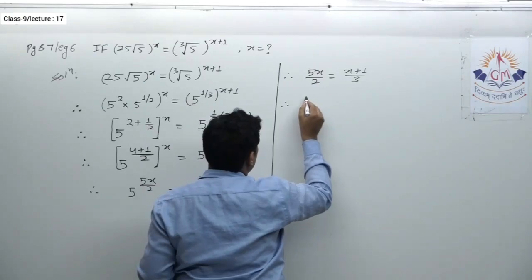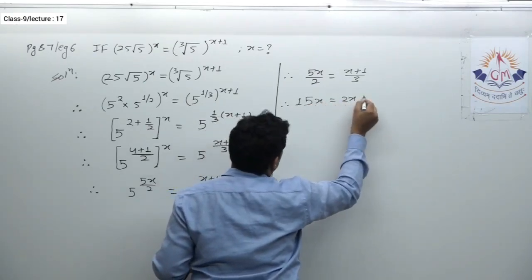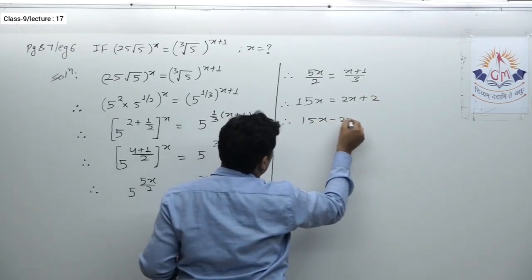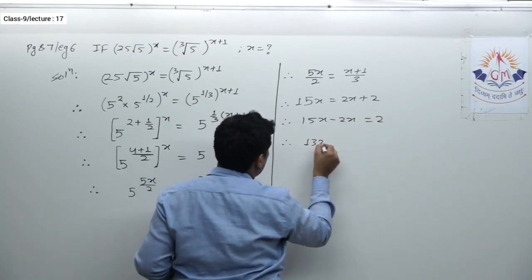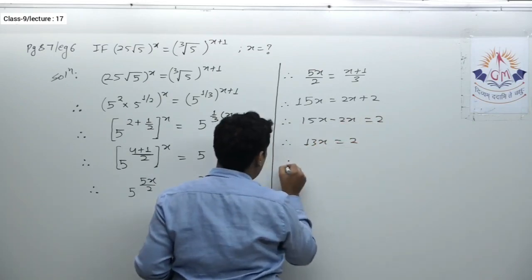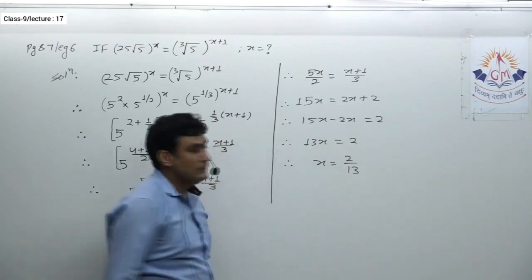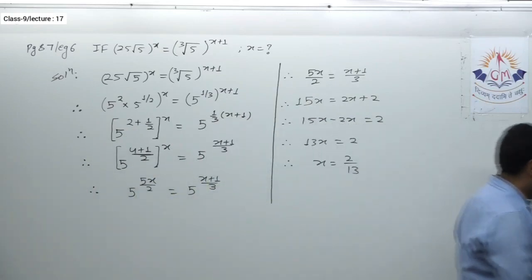Therefore here I do get 15x is equal to 2x plus 2. So 15x minus 2x is equal to 2. So my final answer is 13x equal to 2, and hence x is equal to 2 upon 13. Okay, so please note it down, then we'll see the next question.